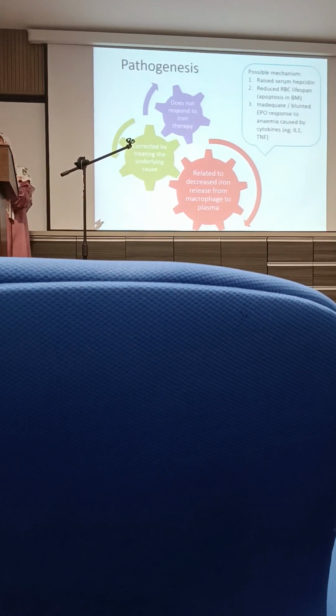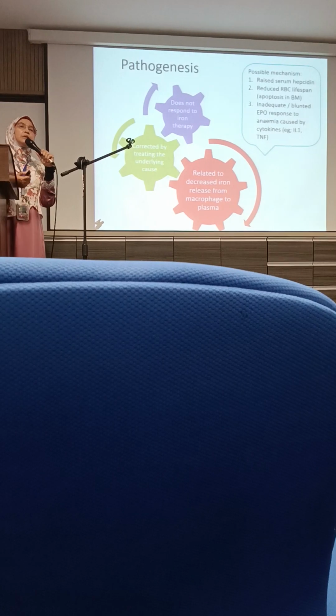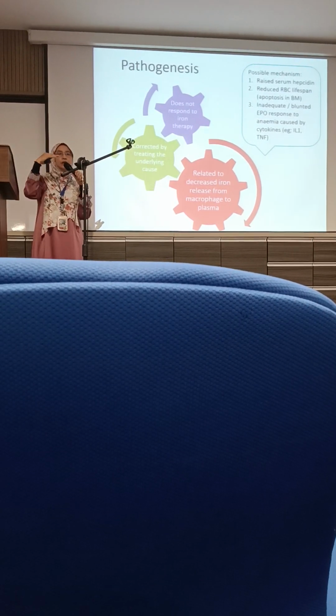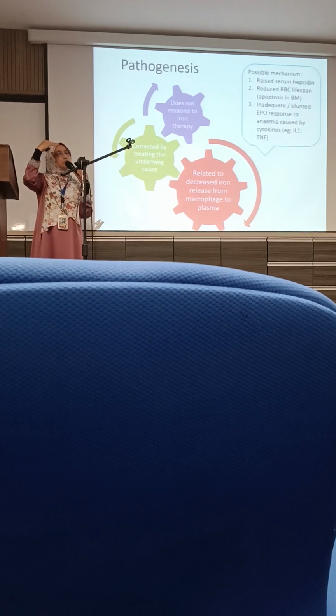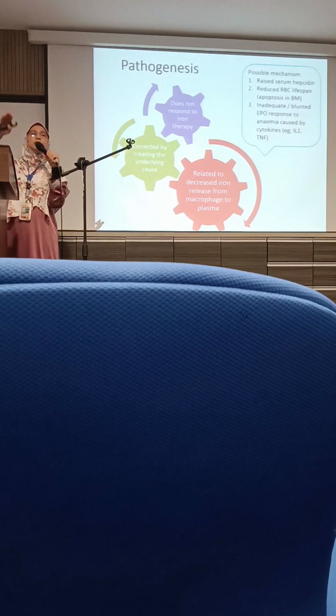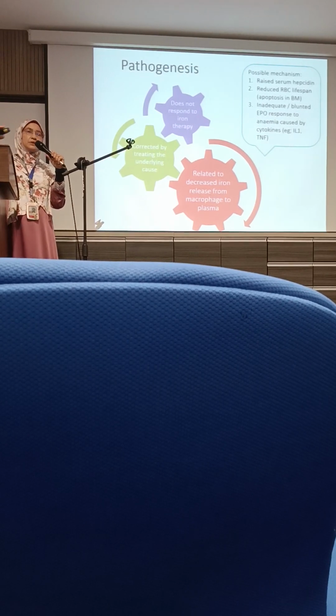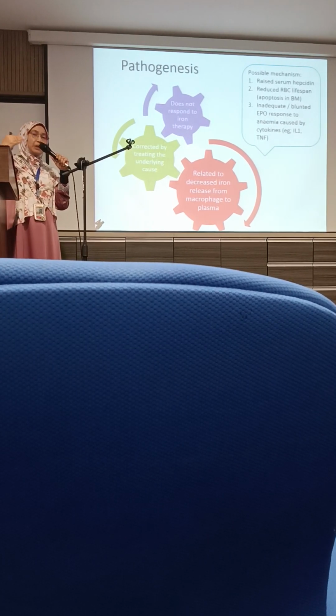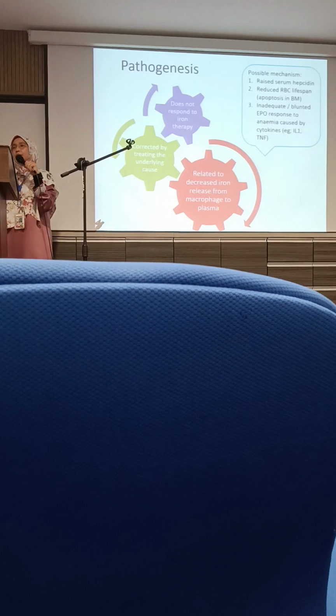So the possible mechanism is due to raised serum hepcidin. Remember hepcidin at the basolateral membrane earlier, it controls whether the iron stays in the cell or goes to the plasma. So when you have raised hepcidin, it blocks transfer from cell to plasma. So iron is kept in the cell. That's why your iron store is normal, but serum iron is low.